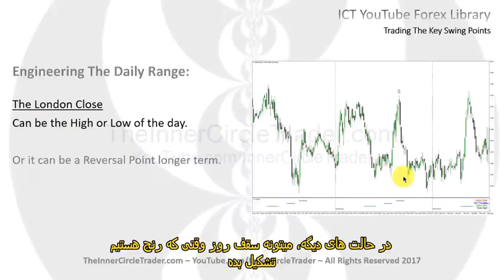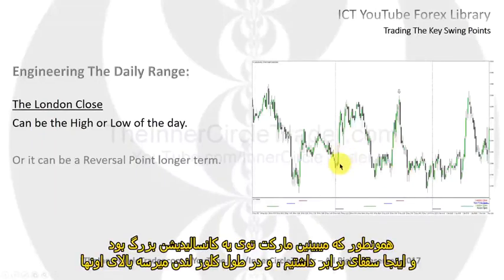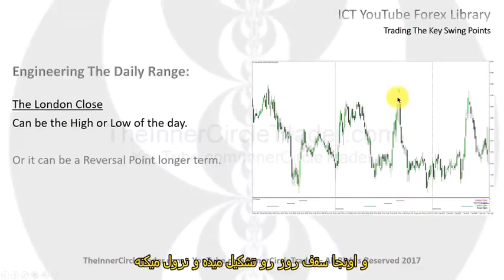Other instances, it can create the high of the day when it's been range bound. As you can see here, the market was in a large consolidation. We had equal highs. Market runs up during London close, takes those highs and creates the actual high of the day and trades lower.